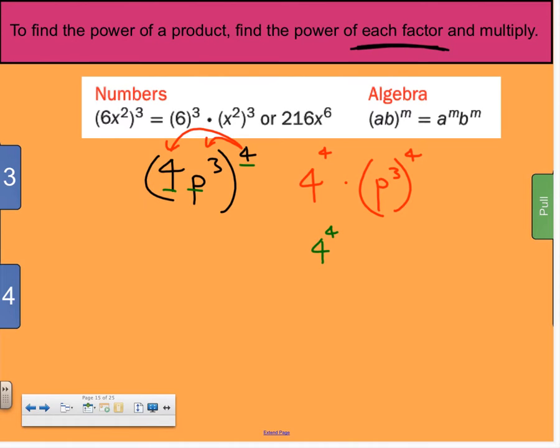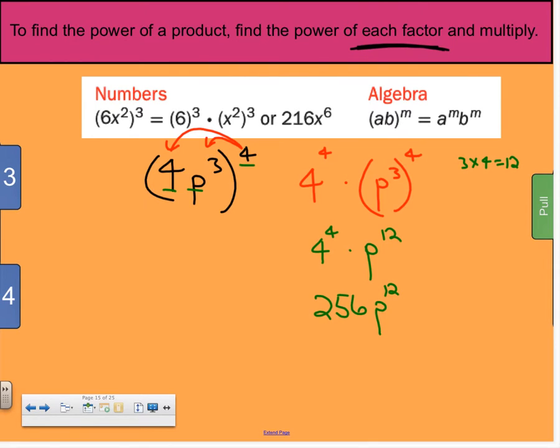Over here, we have p to the third raised to the fourth power, and that's a classic example of what we worked on yesterday. Power of a power means we multiply the exponents. So I'm going to do 3 times 4, which equals 12. Now I have p to the 12th. So 4 to the 4th times p to the 12th, or 256p to the 12th.